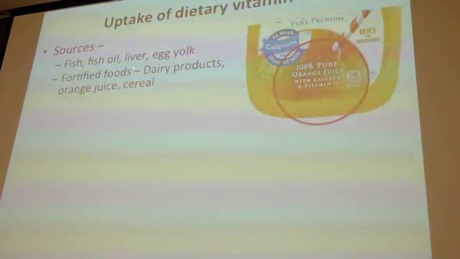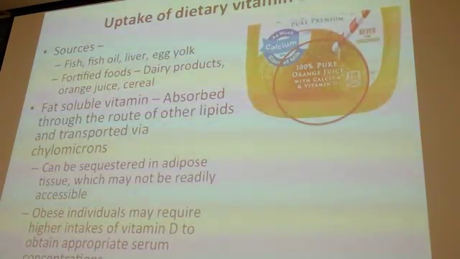Again, this can come from things like fish, fish oil, liver, egg yolk, or these days from fortified foods. A lot of dairy products are fortified with vitamin D. Things like orange juice is a more recent fortification with vitamin D or with calcium, right? So calcium and vitamin D. And a lot of cereals are also fortified with vitamin D. Not surprisingly, given that it's derived from cholesterol or ergosterol, this is a fat-soluble vitamin, so it's going to be absorbed in our gut through the route of other lipids.